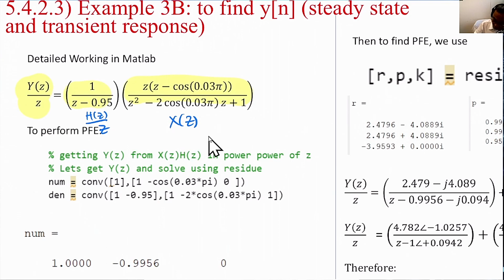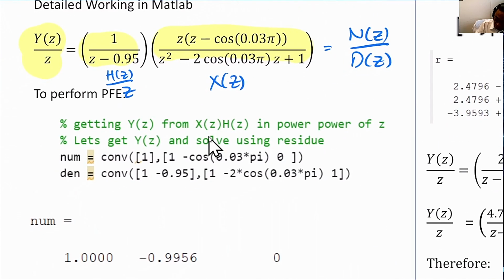Now we have the numerator of z and the denominator of z. All these are in positive powers of z. To get the numerator of z, we are multiplying these coefficients. Actually, we can also use the word convolution to multiply two polynomials. So this is the trick here. The numerator is 1 convolving with z squared minus z cosine 0.03 pi.